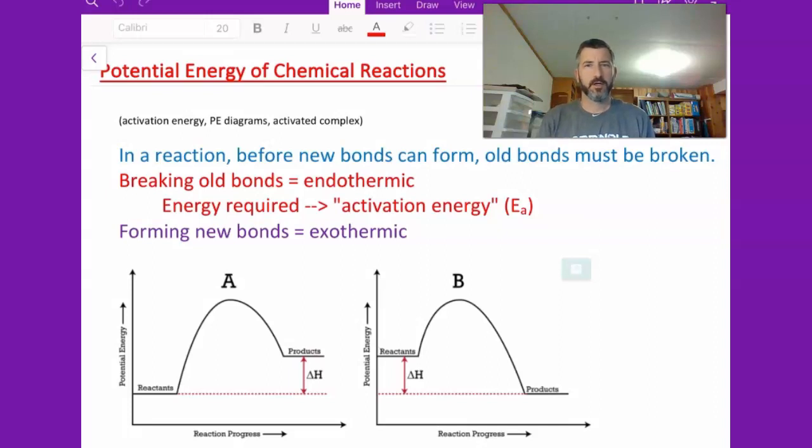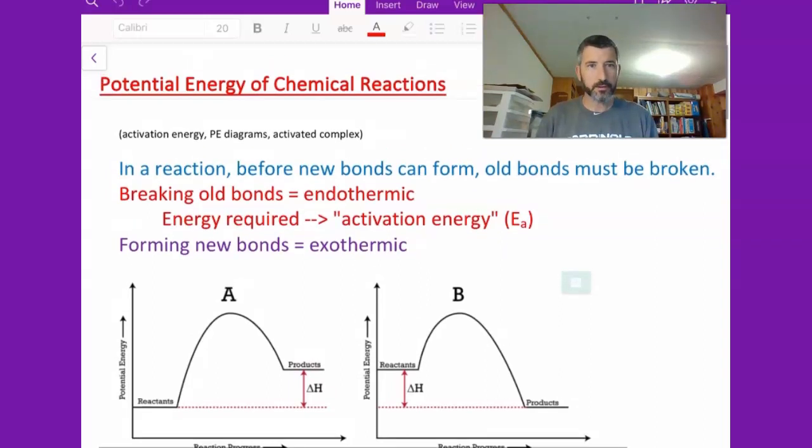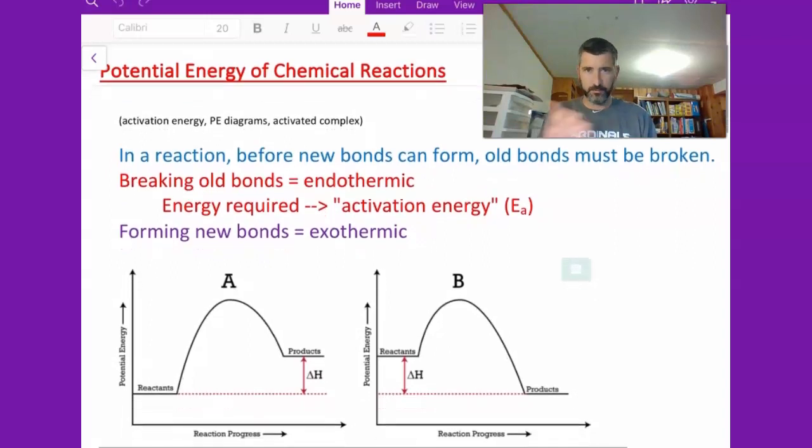Today we're going to sum up and take notes over the three sections that you read from the CK12 website on activation energy, potential energy diagrams, and activated complex. Going to kind of shrink all that into one lesson. It's really not that much, but we're going to call this the potential energy of chemical reactions. So, of course, take the notes that are on the page, and then pause and do that, and we'll talk about it.